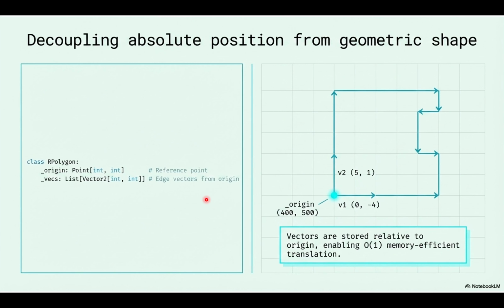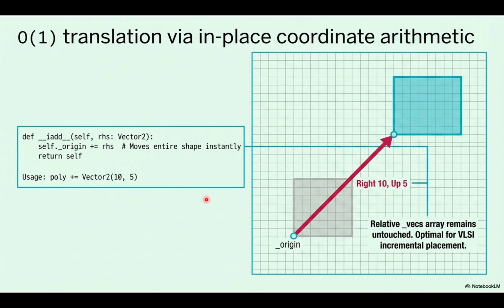And mathematically, pulling that pin translates to what we call O(1) complexity, constant time. Meaning it's basically instantaneous. Yep. The computer performs a simple in-place arithmetic adjustment on that single origin coordinate, while the massive array of relative vectors remains totally untouched. Wow. So you experience virtually zero cache misses in the CPU, which means you can slide incredibly complex geometric shapes across your digital silicon wafer without any lag.